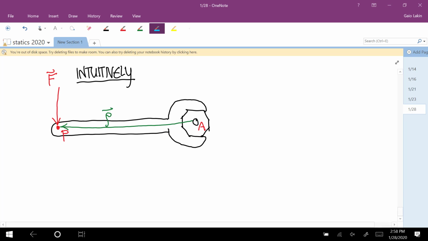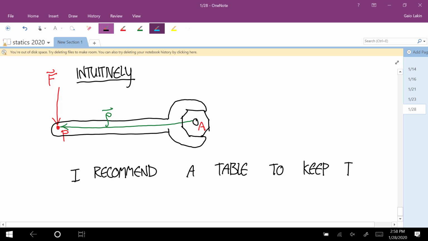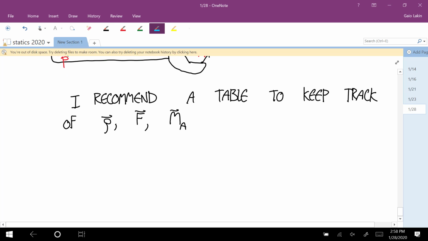And I recommend a table for keeping track of the rho vector, the force vector, and the moment vector. So for example, rho, force, moment.